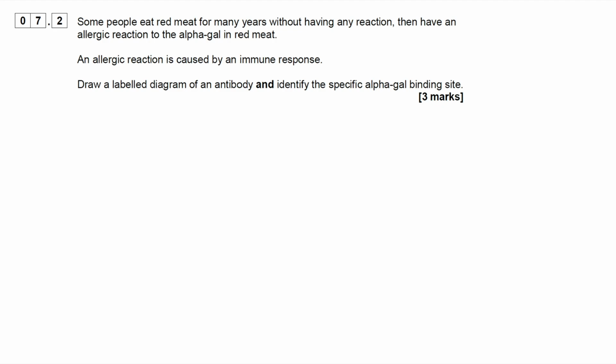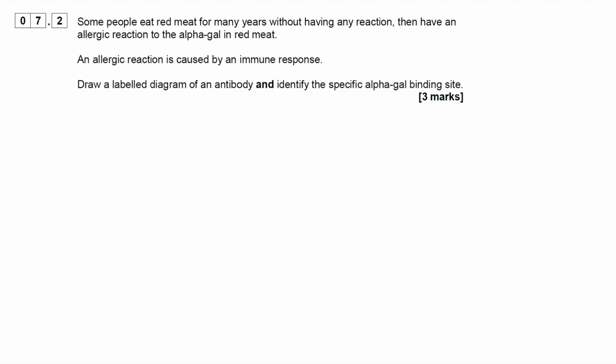Okay, the next part of this question is, some people eat red meat for many years without having a reaction, then have an allergic reaction to the alpha-gal in red meat. An allergic reaction is caused by an immune response. Draw a labelled diagram of an antibody and identify the specific alpha-gal binding site. So it is asking to draw a labelled diagram of an antibody and identify the specific alpha-gal binding site, or in general the binding site of an antibody, which is the same for all the antibodies.